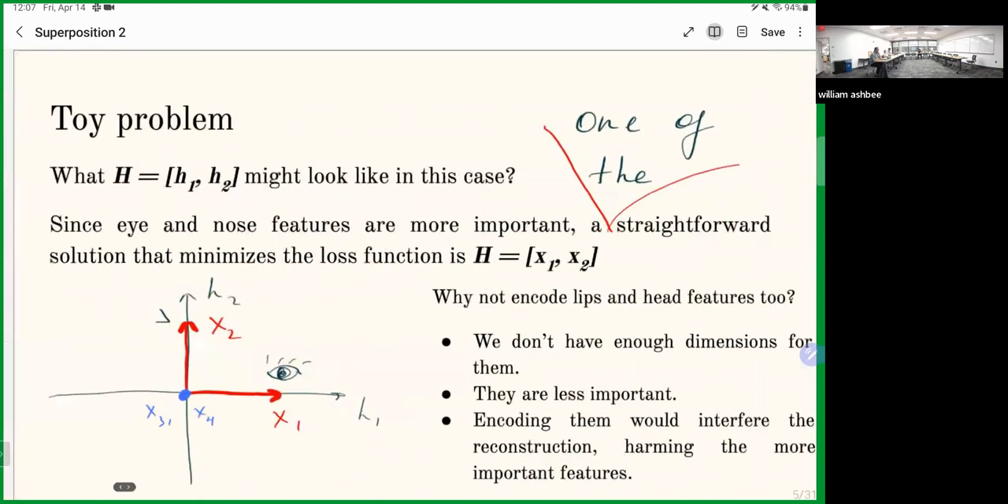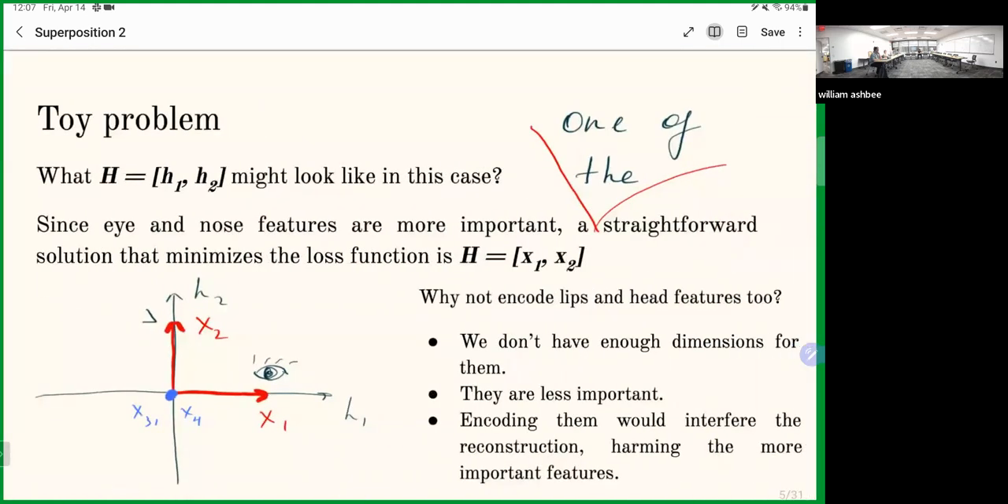And let's think what this squeezed representation might look like in 2 dimensions. Since the eye and nose are more important, we might assume that a model that aims at minimizing the loss will just project the eye and nose features as they are and ignore the rest. This way we squeezed the 4-dimensional face into 2 dimensions.